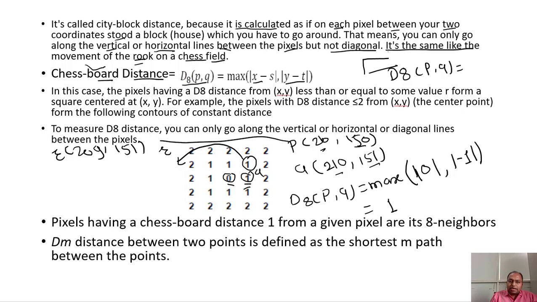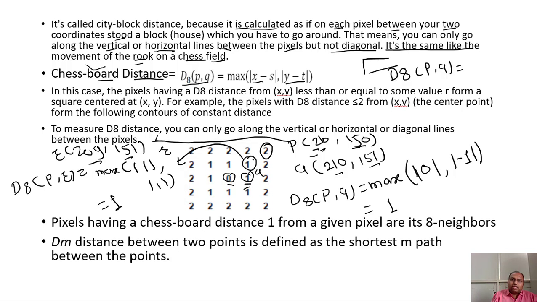Now let us calculate the distance between P and R. Okay, let us calculate the distance between P and R. D8 between P and R is coming as max of, what is the distance between these two? What is the difference between these two x coordinates? It is 1, right? Comma, what is the other distance? That is also coming as a difference of 1, right? So what is the maximum value? Definitely 1. So are you getting it? Why is this coming as 1? Is that fine? Okay, now let us consider this pixel now.